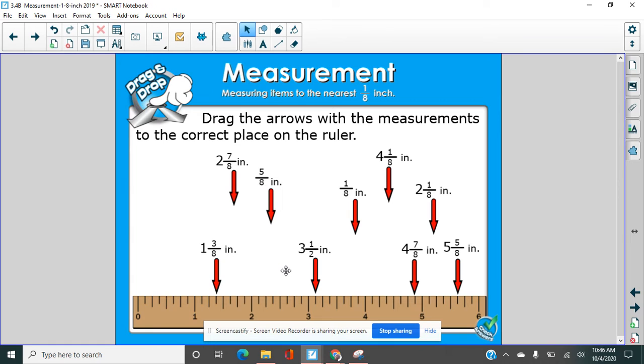Hey, that one is incorrect. The reason it's incorrect is this is pointing to 3 and 1/8, but this fraction says 3 and 1/2. 3 and 1/2 is equal to 4/8. And so I'm going to move that one right here.